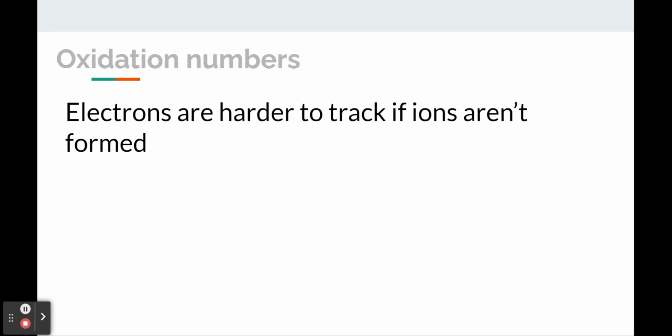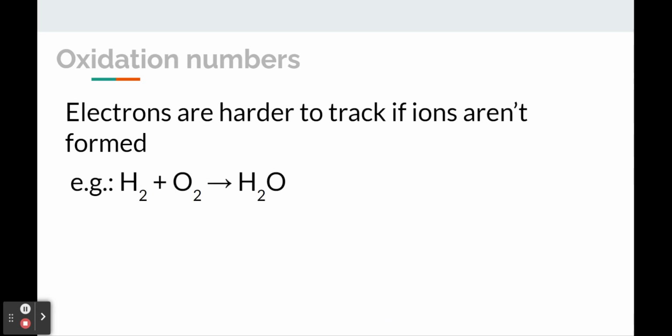Now, it was pretty easy when we were oxidizing these metals to become metal ions to track what was losing and what was gaining electrons. That's not so easy when ions aren't formed, because it's not quite so explicit where the electrons are going. So we have this kind of a bookkeeping method called oxidation numbers that would work in a situation like this.